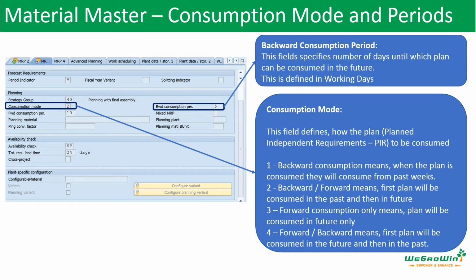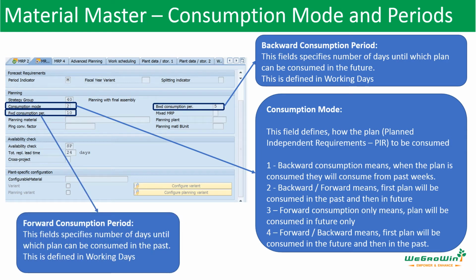And backward consumption period means how long, right? How many days? This is in working days. How many days backwards the system can go and consume the plan. And in the case of forward, how many days it can go forward to consume the plan. That is also defined in the number of working days.